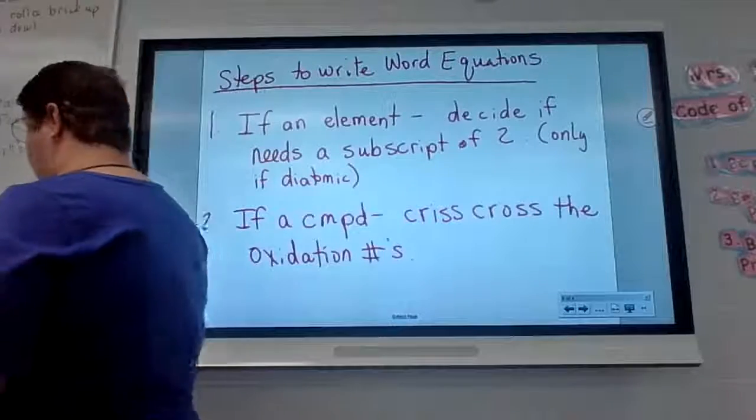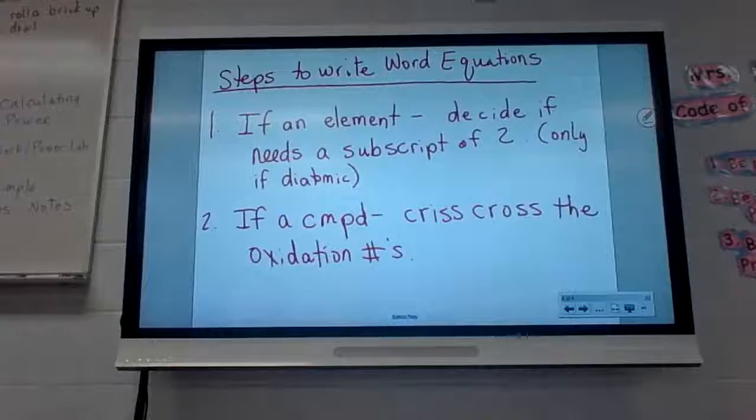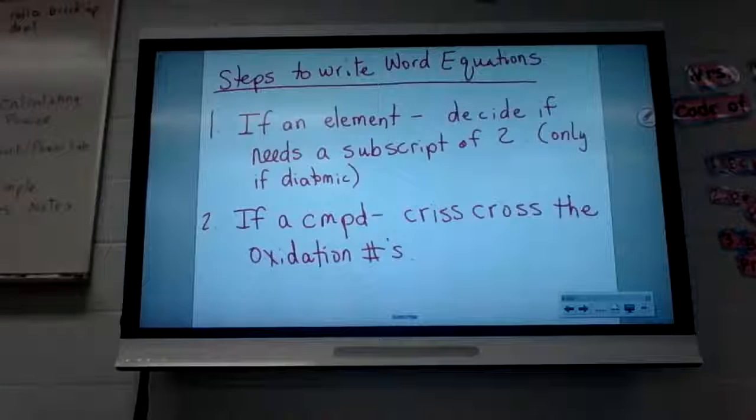So in these word equations, you are either going to have an element or a compound. Those are the only 2 things you're going to get. So if it's an element, you have to decide, does it need a subscript of 2 or not? If it's one of the 7, you're going to put a 2 on it.